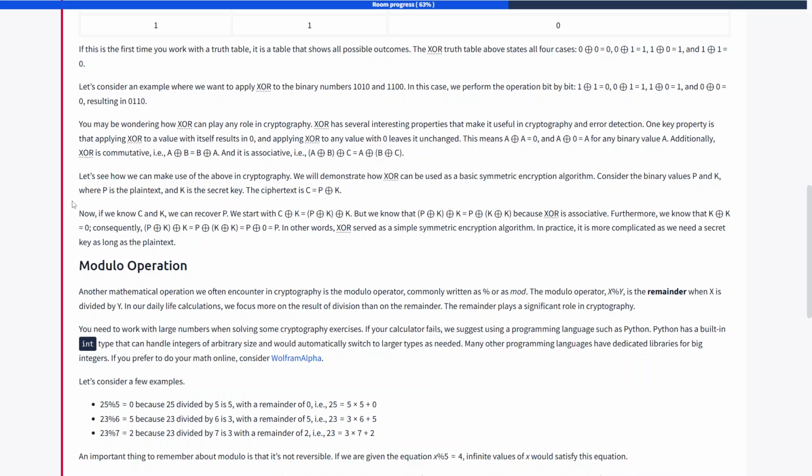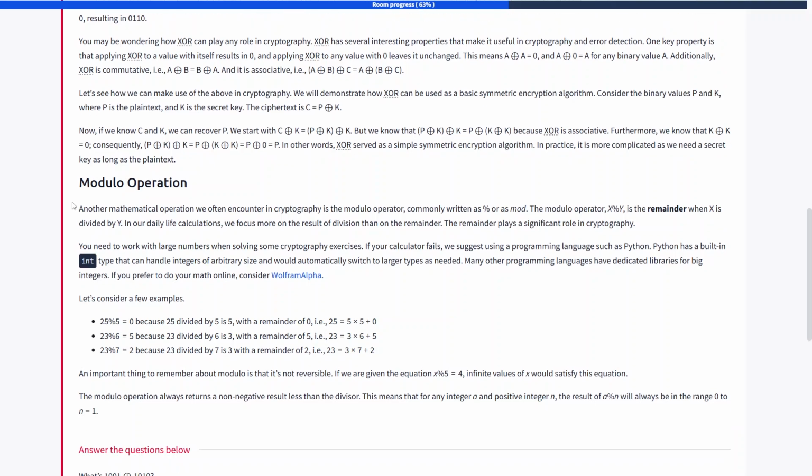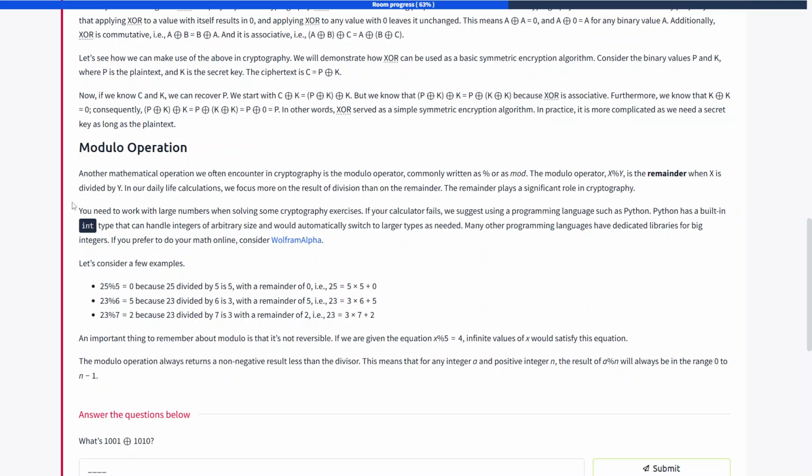Additionally, XOR is also commutative, that is A XOR B will be equal to B XOR A, and it is also associative, that is A XOR B then XOR C will also be equal to B XOR C, and then A XOR the result. Let's see how we can make use of the above in cryptography. We will demonstrate how XOR can be used as a basic symmetric encryption algorithm.